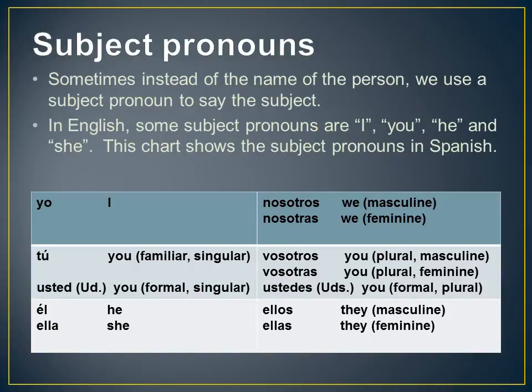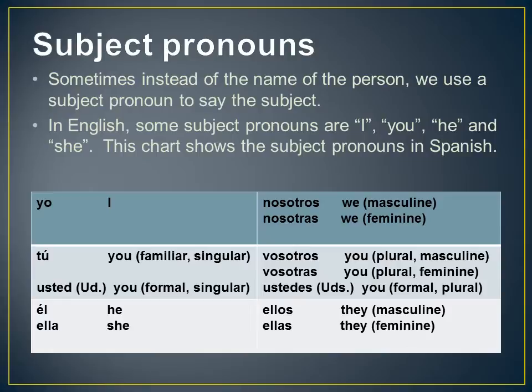Sometimes, instead of the name of the person, we use a subject pronoun to say the subject instead. In English, some subject pronouns are I, you, he, she, and there are a few others. This chart shows the subject pronouns in Spanish and what they mean in English. Yo means I. Tú means you. Usted is another way to say you. Él, he, ella, she.